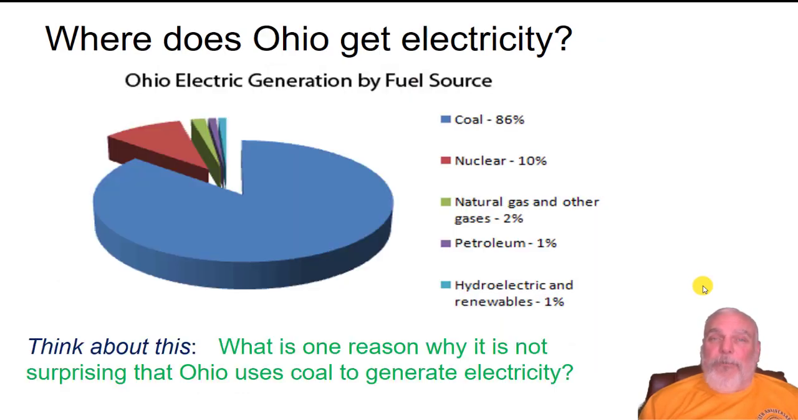Ohio is a little bit different than the country as a whole. You can see that Ohio gets almost all of its electricity by using coal. Something to think about: what is one reason why it is not surprising that Ohio uses coal to generate electricity? That's something for you to think about, and again, we'll talk about that in the future. If you have an idea, comment below.